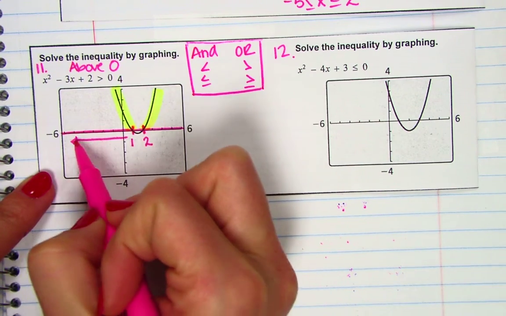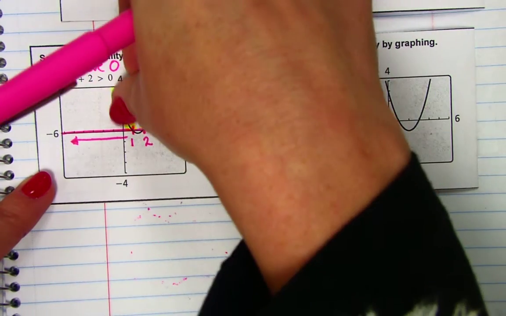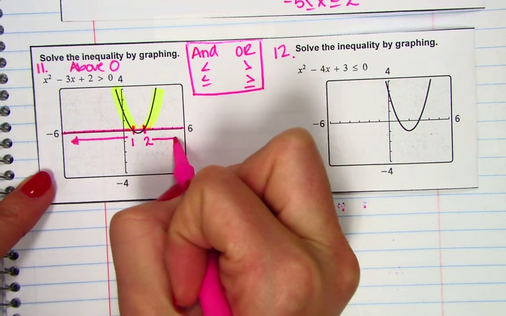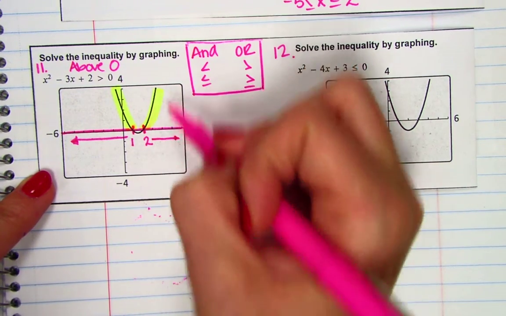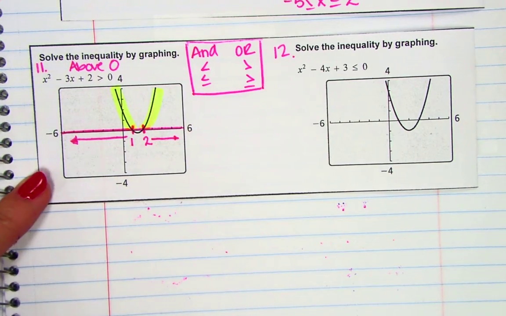Now since it's inequalities, it's saying basically all these numbers, from 1 down, the graph is above 0. And from 2 up, the graph is above 0. Only in between those two is it not above 0.